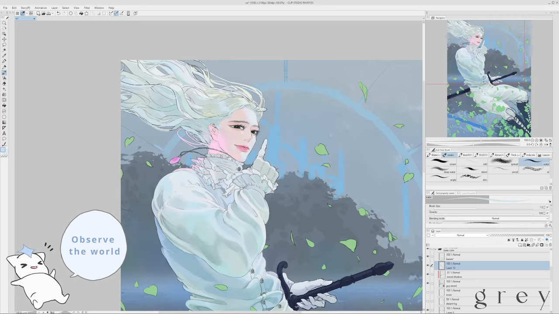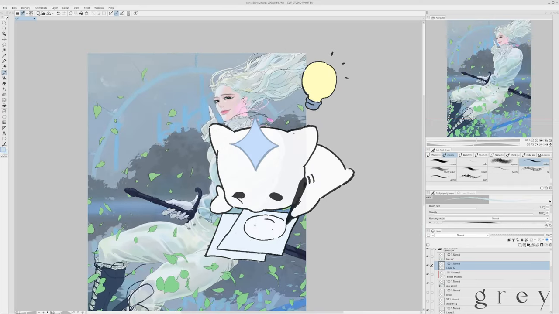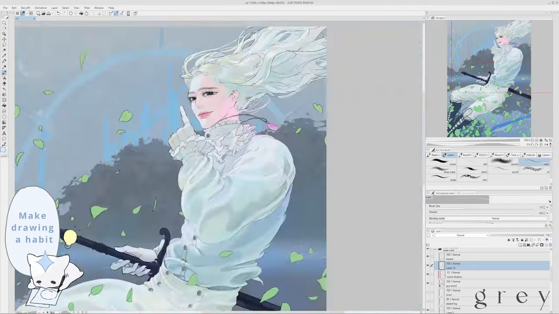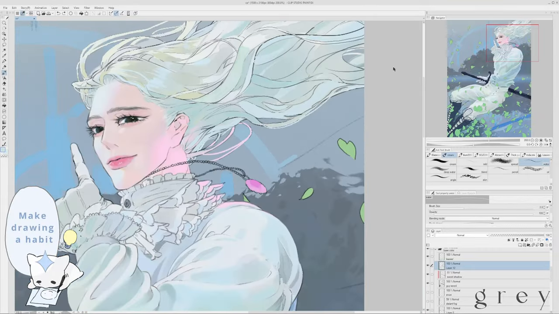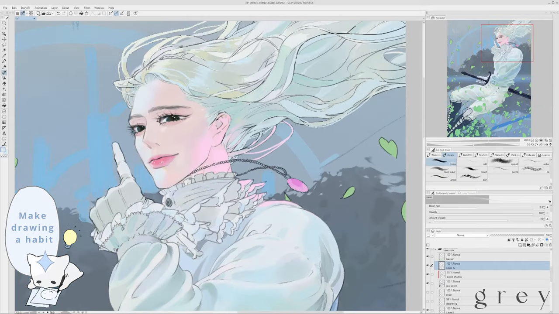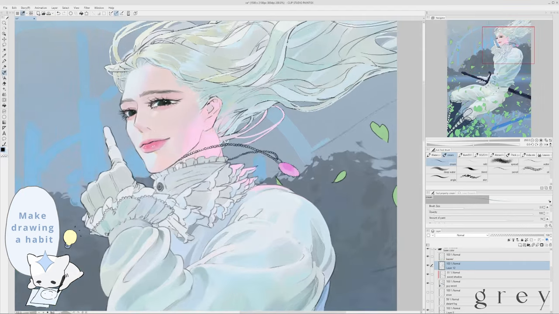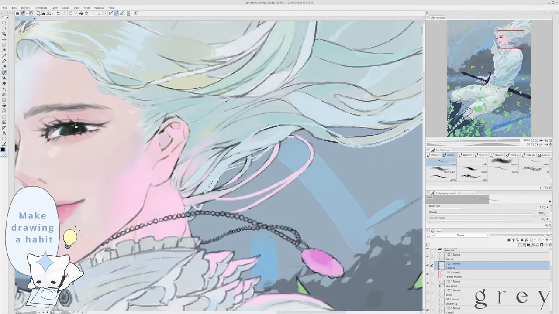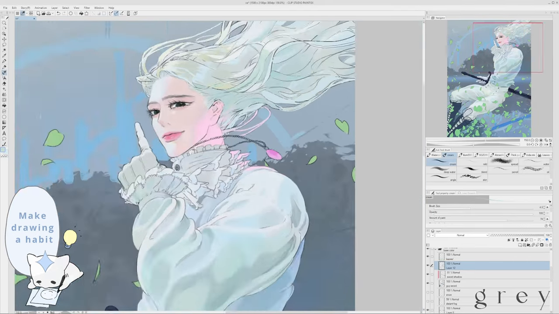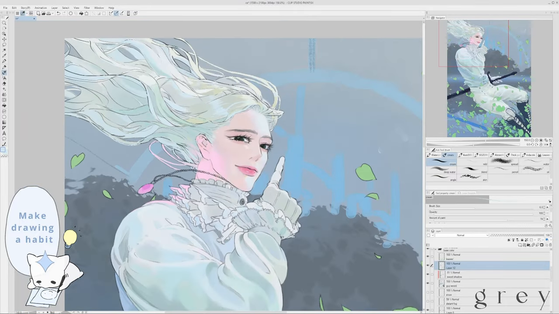It really helps. The second to last point is make drawing a habit. And I think this is explanatory in and of itself. You can compare a pianist who only practices once a week to a pianist who practices every day. There is just a faster buildup in quality when you do it consistently.